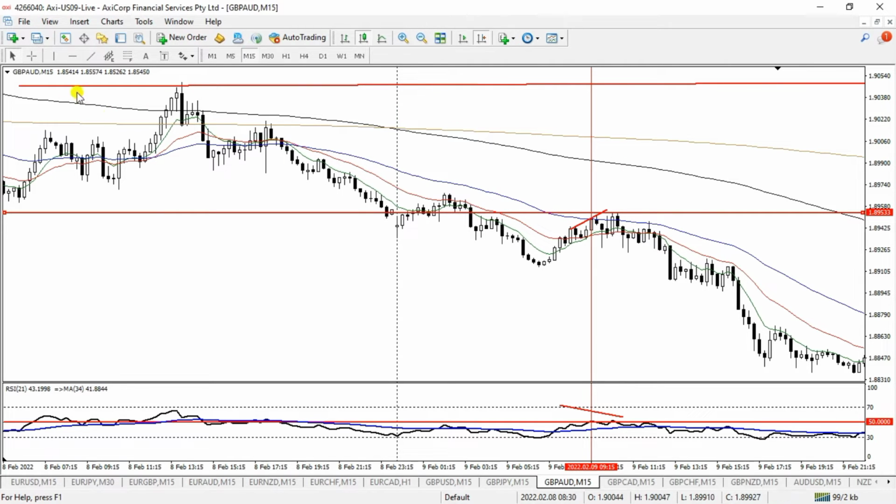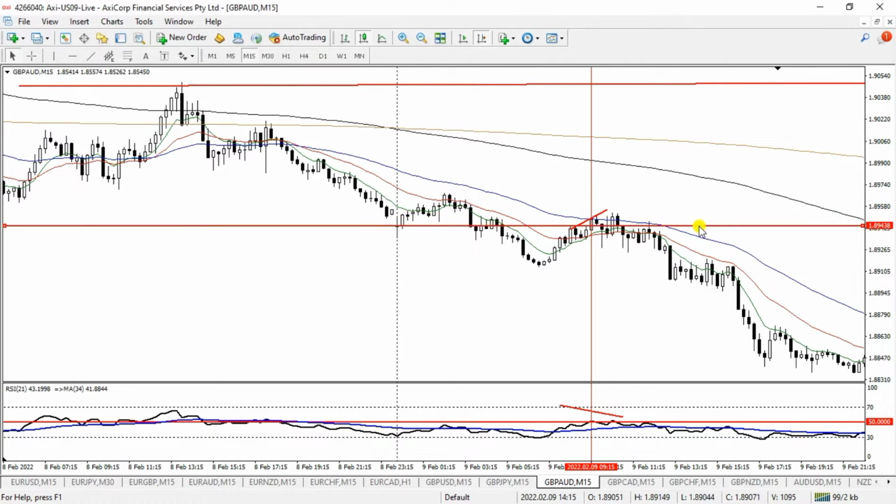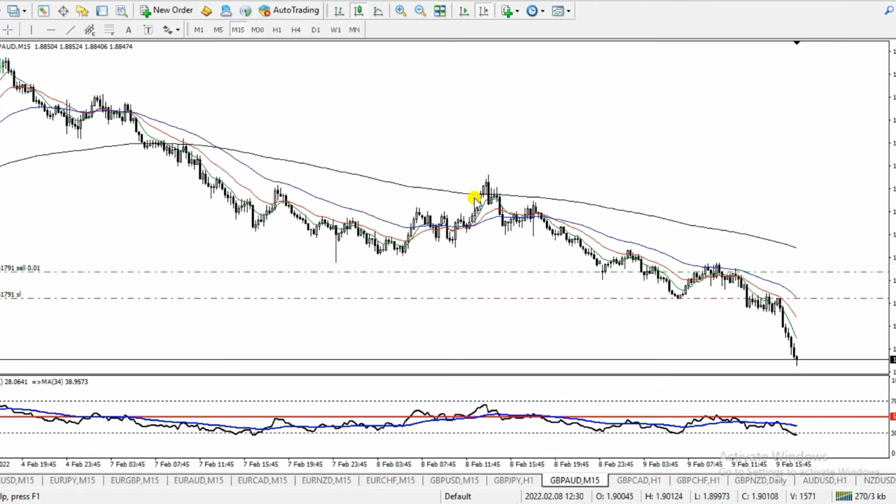So my entry for this trade was at this level here, the 189.438 level, and I placed my stops at this level here, the 189.668 level. And as you can see, guys, this was a pain-free trade.